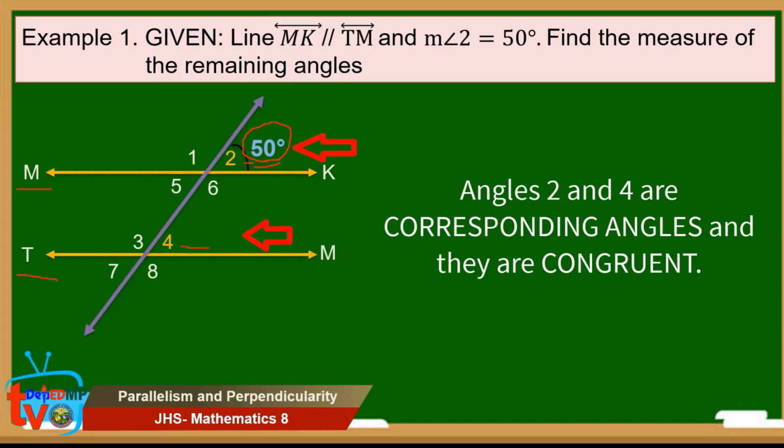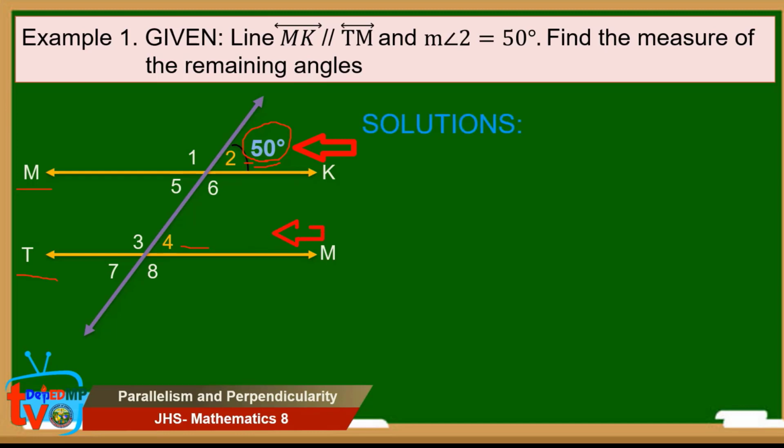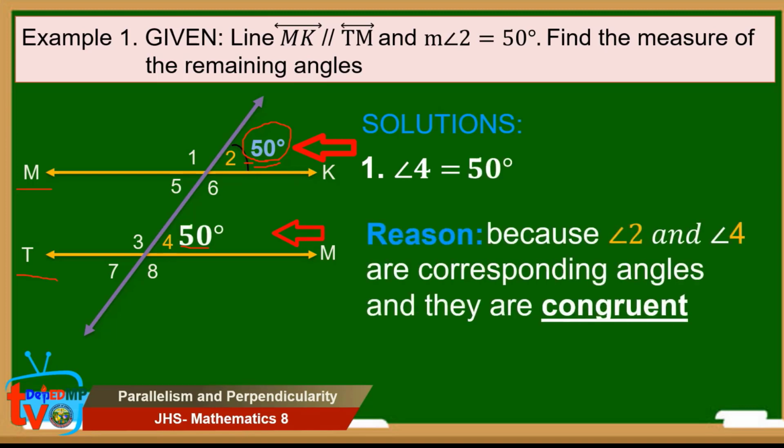Then, form the equation basing from the relationship. Change the symbol to equal sign. Therefore, angle 2 is equal to angle 4. And then, solve the missing measure. So, if angle 2 is equal to 50, then angle 4 is also 50 degrees. This is true to all the missing angles. You can actually choose what angle to solve as long as you apply the correct mathematical concepts.